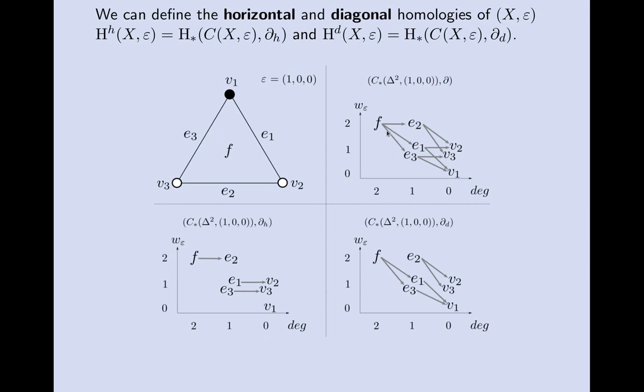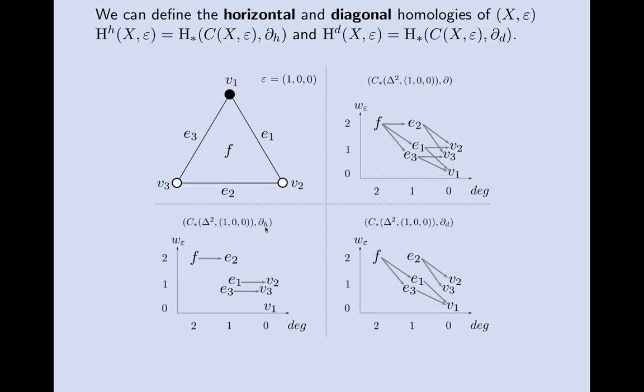Now, recall that the horizontal boundary was given by the components of the simplicial boundary that preserve this weight degree. So in particular, we can obtain the horizontal complex from this one in the top right by just deleting all the diagonal arrows.